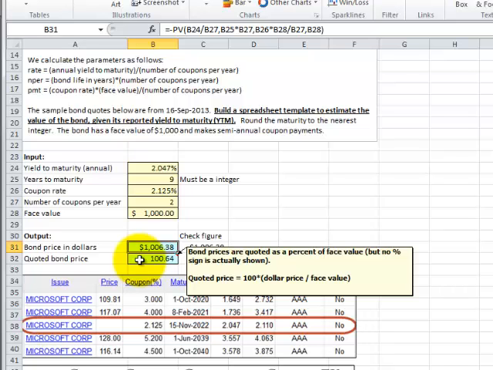To get the quoted price of the bond, we'll have to take the dollar price of the bond, divide it by the face value, and then multiply that result by 100. In other words, the bond is going to sell at 100.64% of its face value, according to our calculations. You may note that this number is slightly different from the price quote we saw on the previous tab. And that's because the bond doesn't actually have exactly 9 years to maturity. We're rounding the maturity to the nearest year.